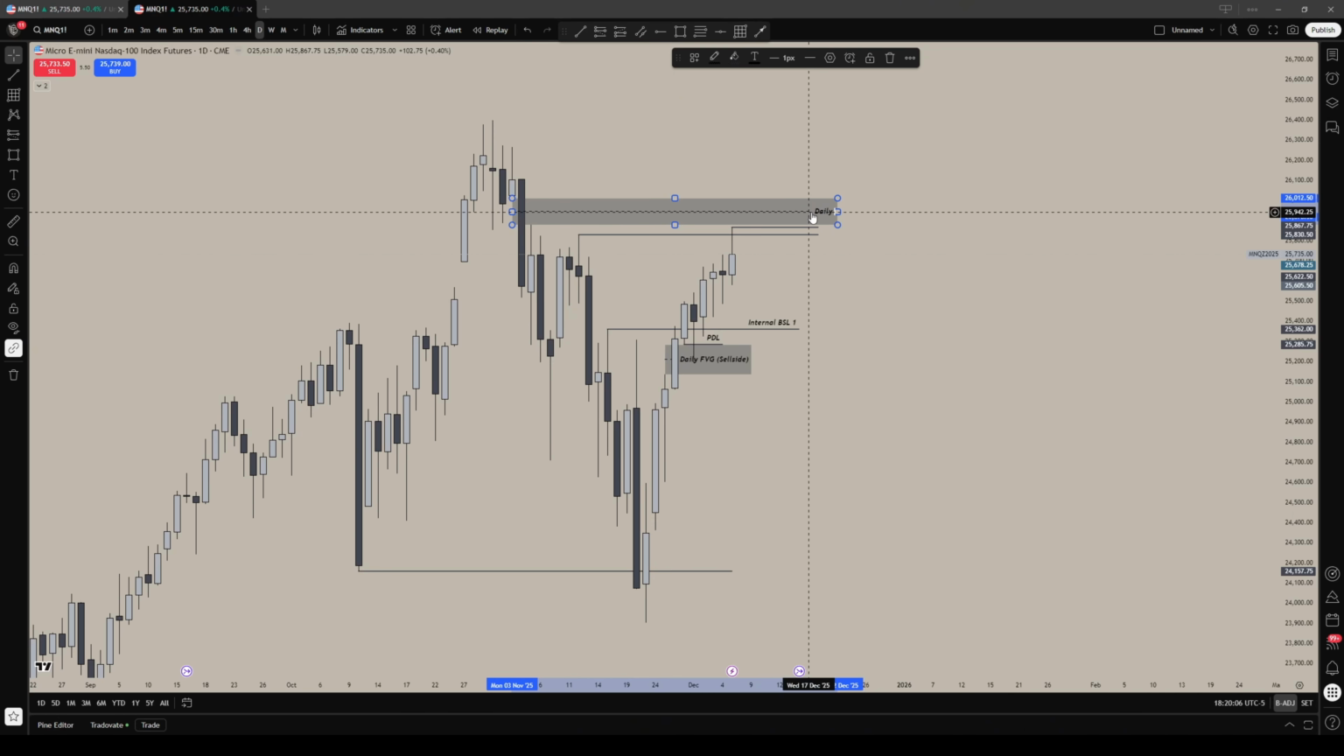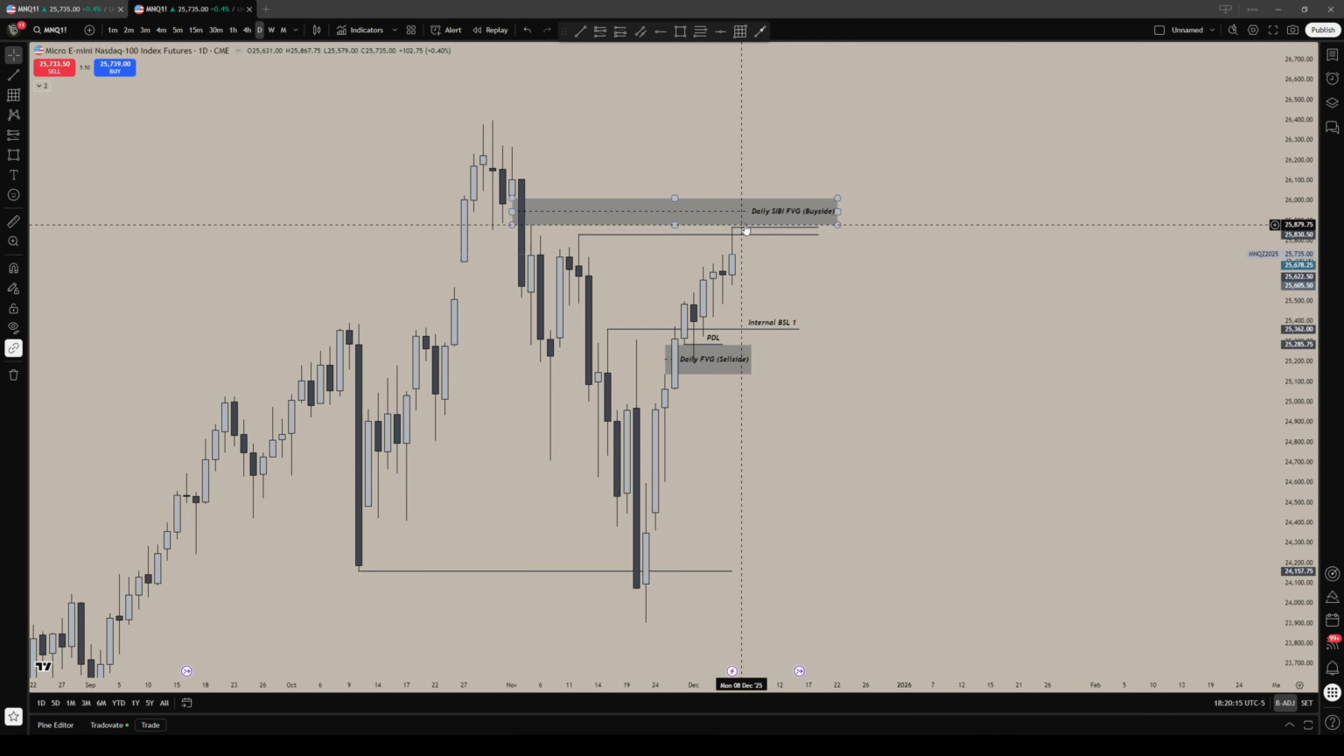So we have this daily sell side imbalance, buy side inefficiency fair value gap, which will be buy side liquidity because that's what got filled in here. And then price will likely retrace.